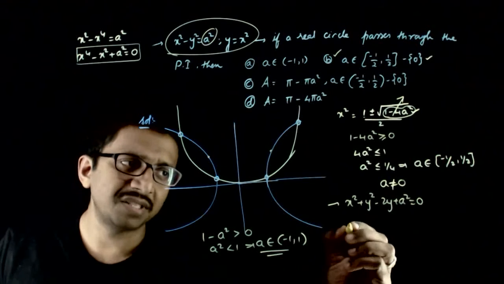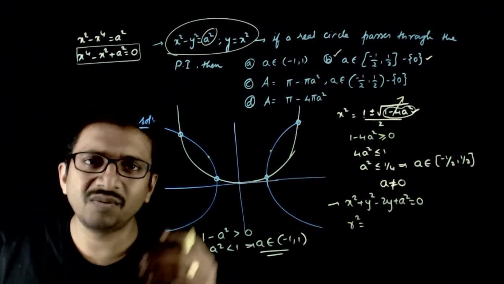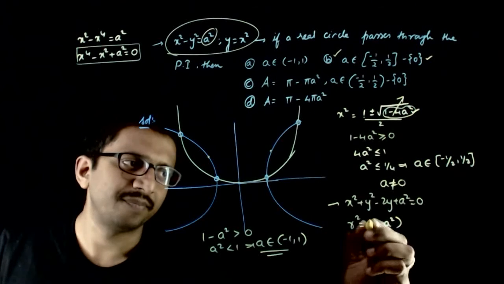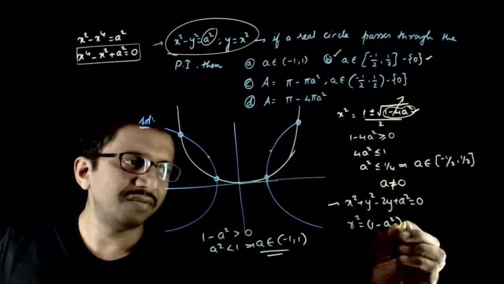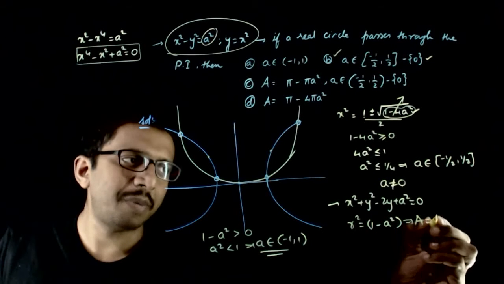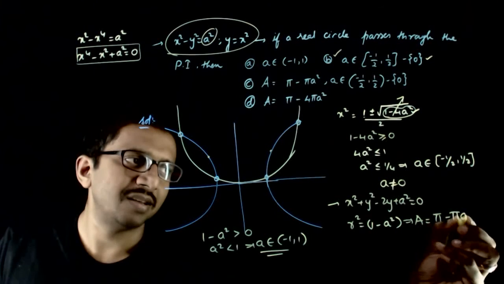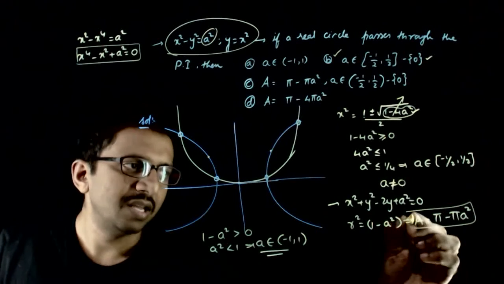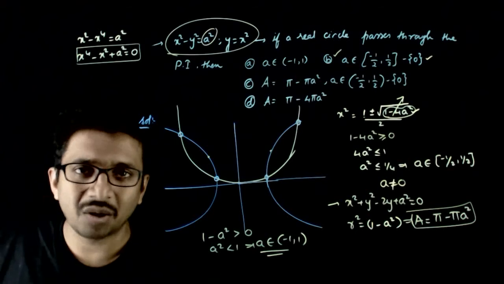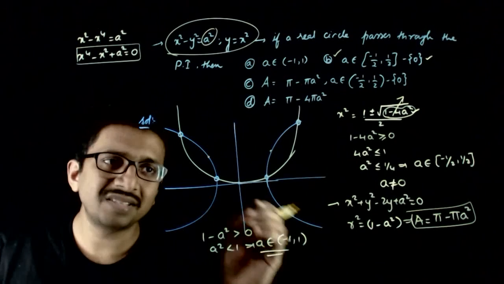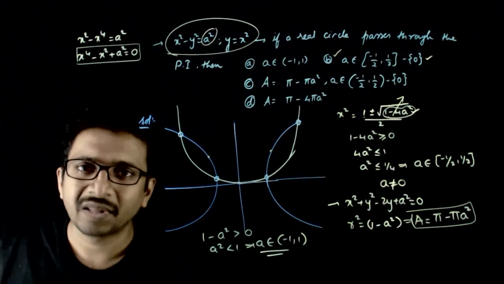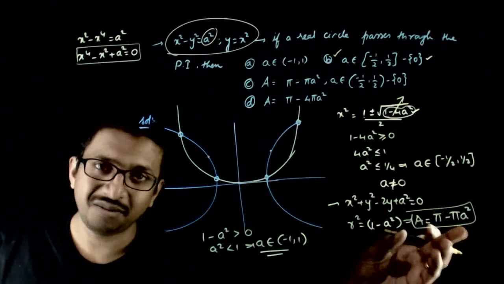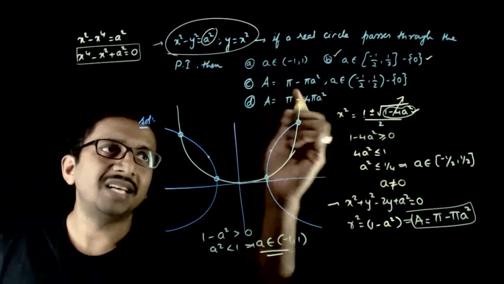So what is the radius of the circle, or r square? r square is equal to g square plus f square minus c. That is 1 minus a square. So what is the area of this circle? Area is nothing but pi r square, that is pi minus pi a square. So this is valid as long as you have a fixed circle passing through these points. So as long as you have 4 points, this is a circle, and you have the area as pi minus pi a square.